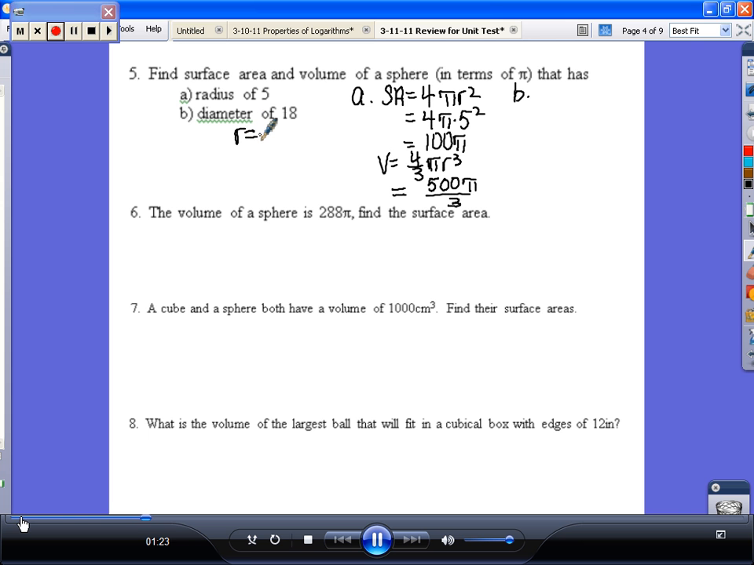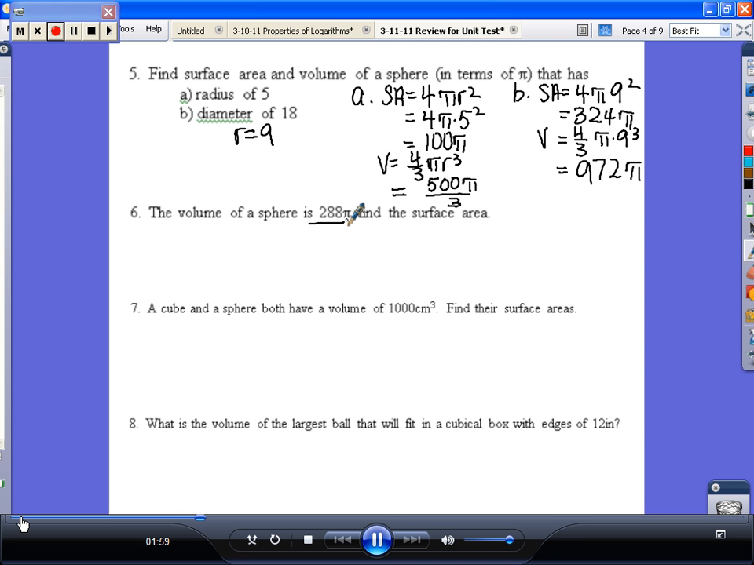Okay, for B, diameter of 18 means radius is 9, half of 18. So again, surface area equals 4 pi r squared, or 4 pi times 9 squared. 4 times 9 squared is 324 pi. And then for your volume, 4/3 times 9 cubed. You can put that right in your calculator. 4/3 times 9 cubed is 972 pi. Again, leave your answers in terms of pi.